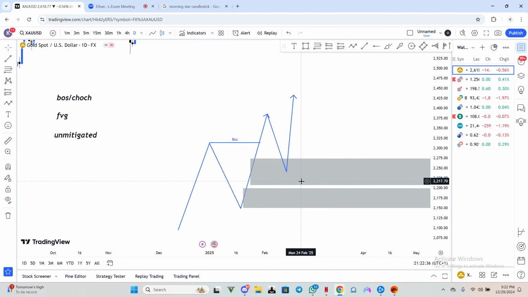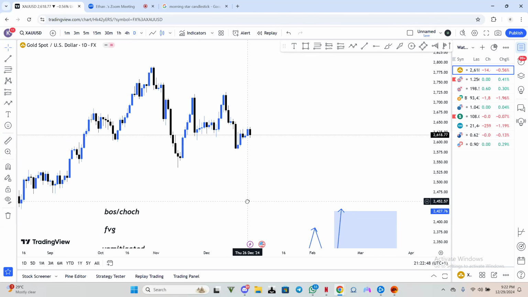So now let's take this down. Yes, sir. Please come again. Please come again for the fair value gap. Okay, the fair value gap.